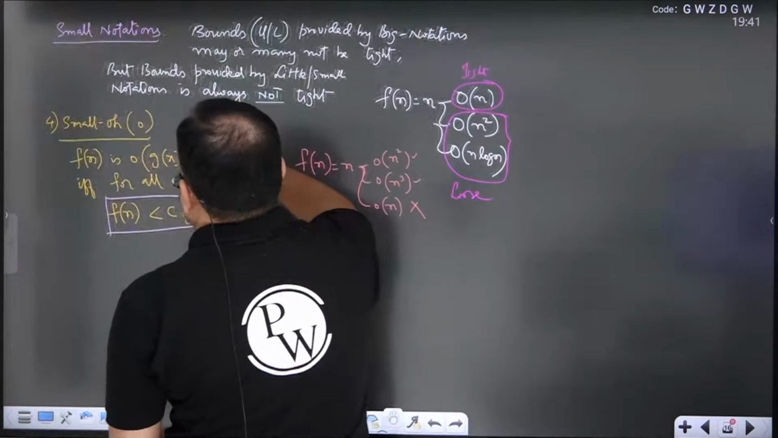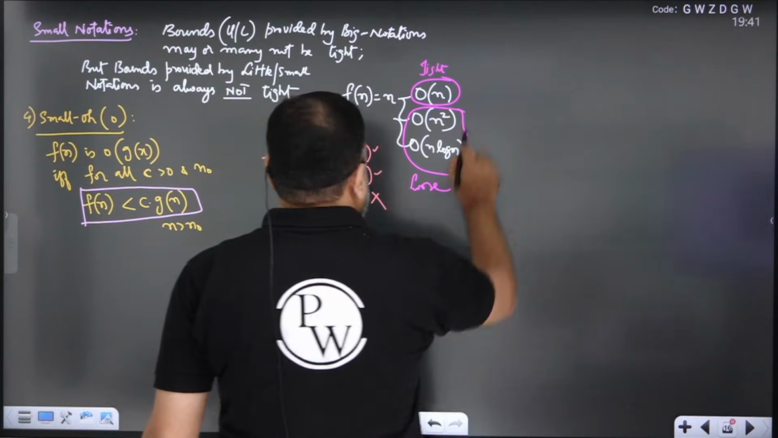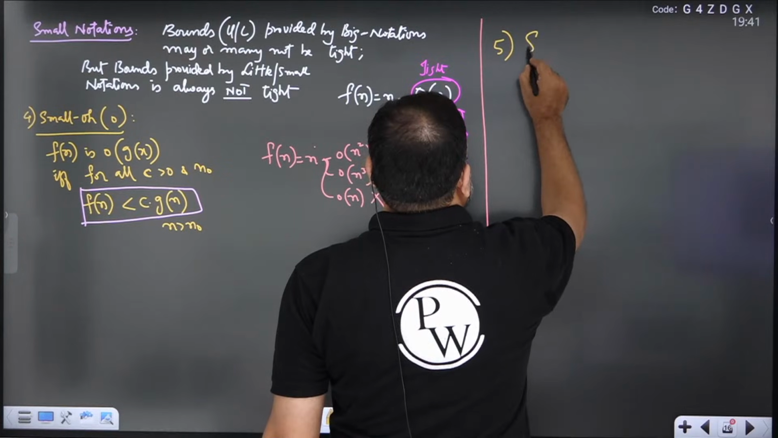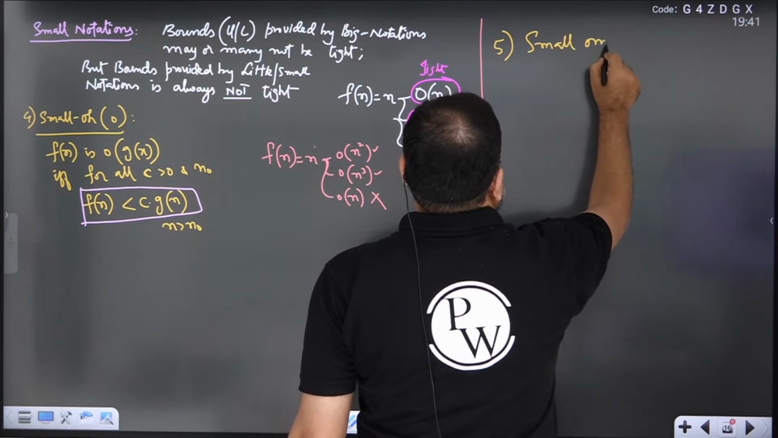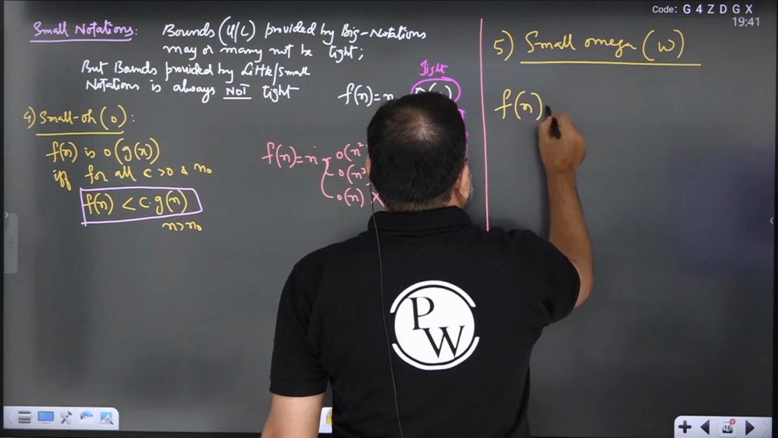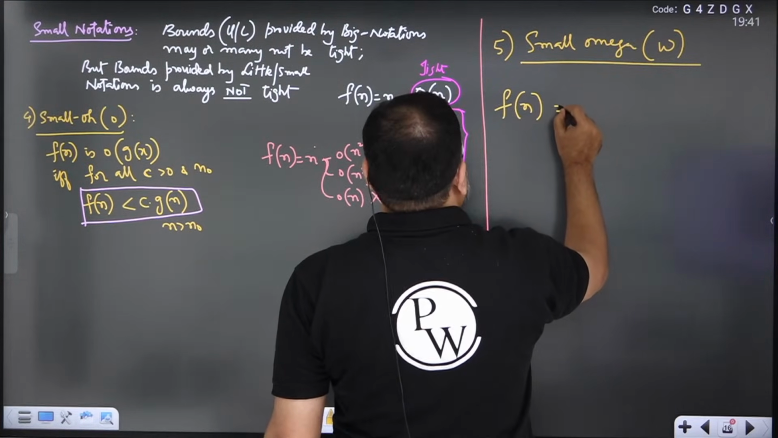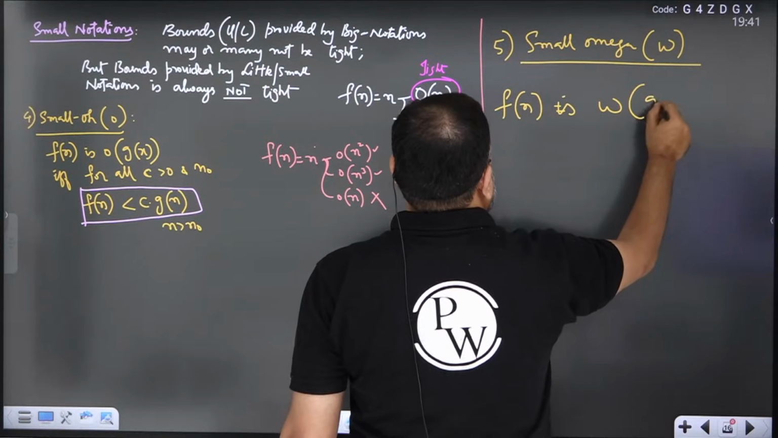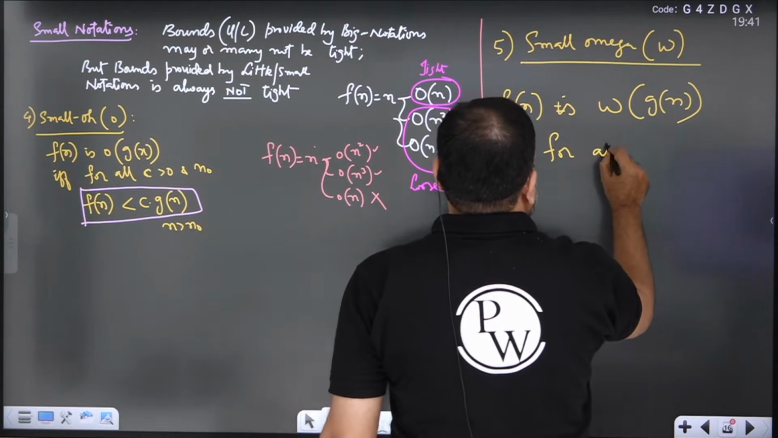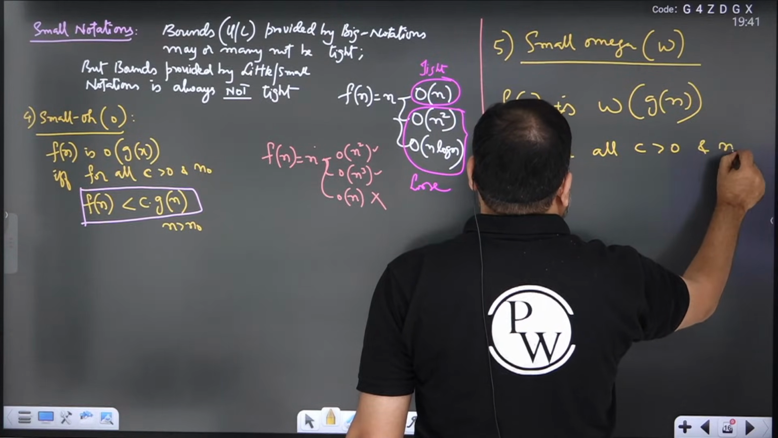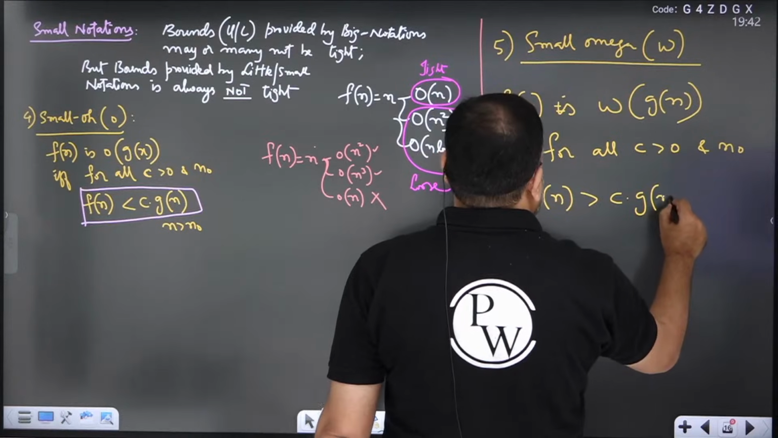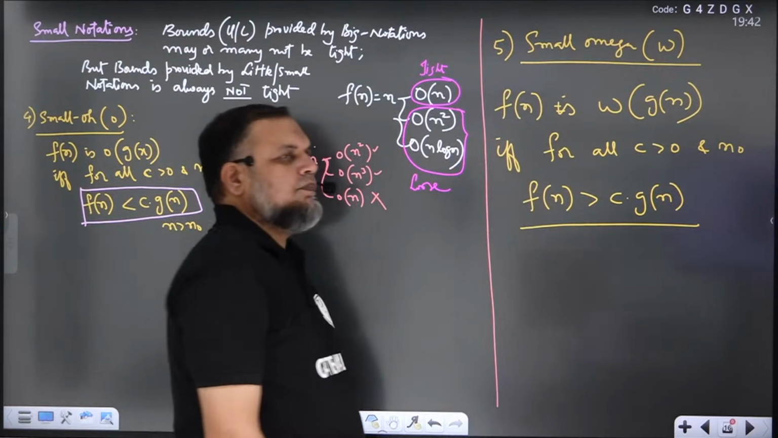if you try to write it for small omega, see on the board, the fifth notation. When we say f of n is small omega of g of n if and only if for all c greater than 0 and n naught greater than 1, f of n is greater than c times g of n. This point you have to remember, whenever n is greater than 1.